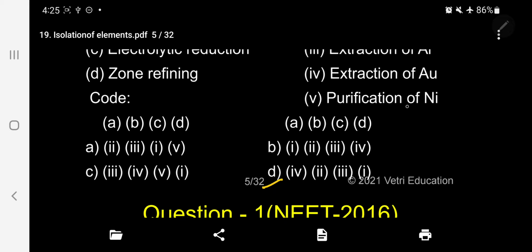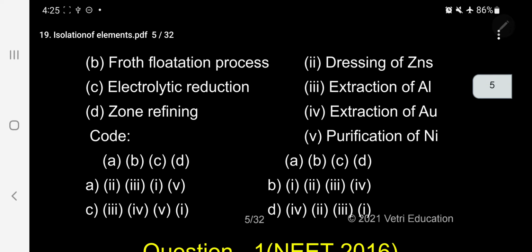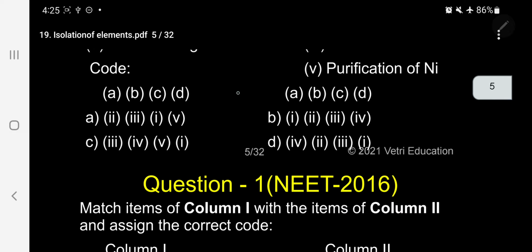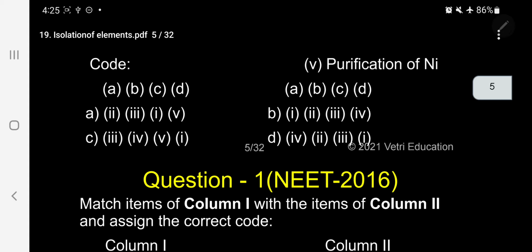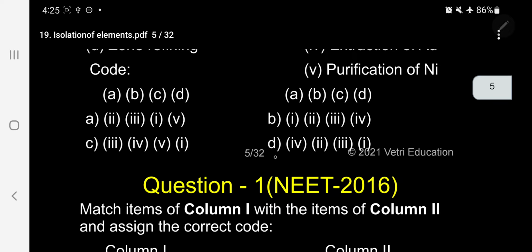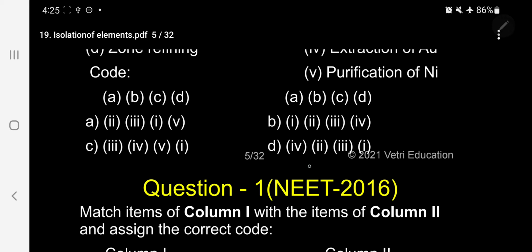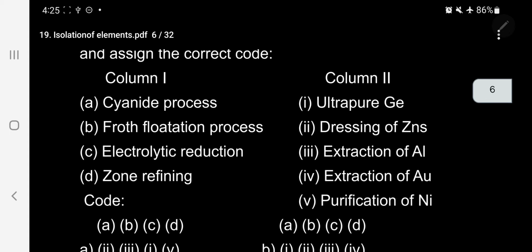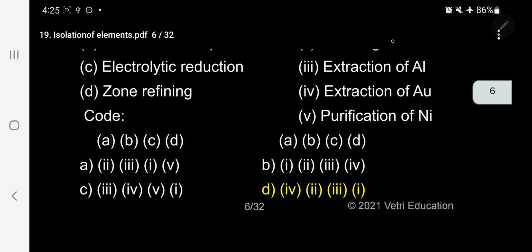Very easy. And same way, second, froth flotation is only for sulfide, 2. So automatically B equal to 2 is next, and 4 next to 2 is nowhere present. So the answer should be D. Kindly follow. The correct answer is D.